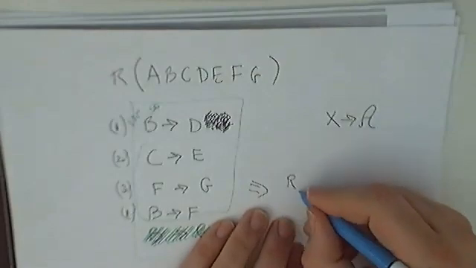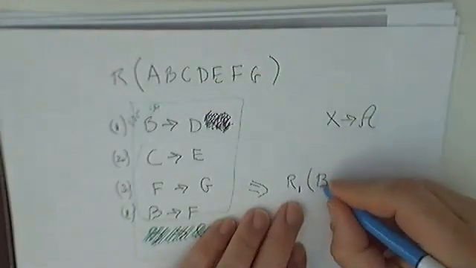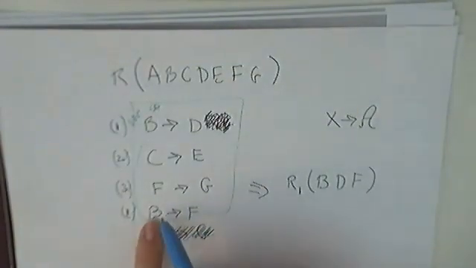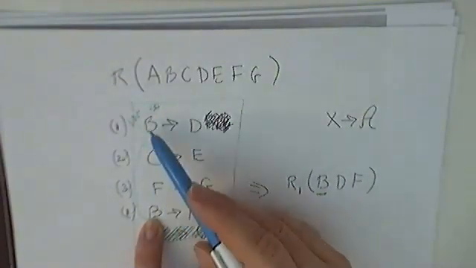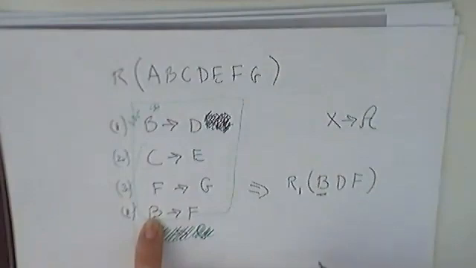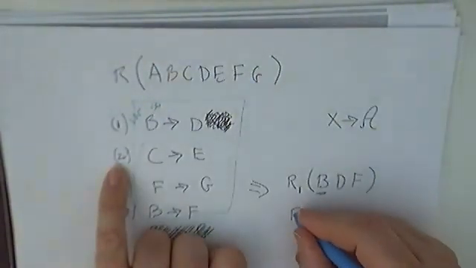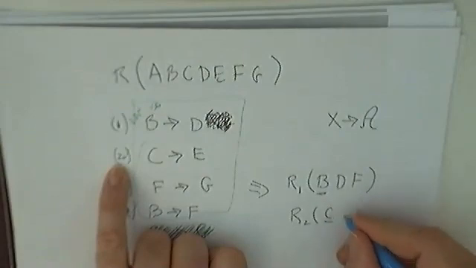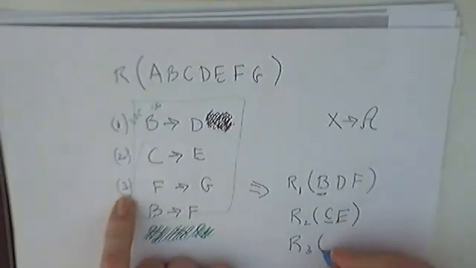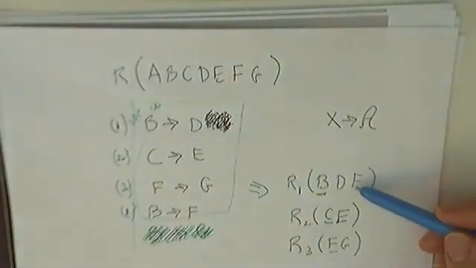R1 is going to be B, D, and F. We simply take the left-hand side, which of course is going to be the key, and we take all the right-hand sides and union them together, and we get that one relation. Likewise for group 2, there's only one relation to consider, and that's C and E. C is the key, and then we have the attribute E. And R3 is going to be F, G.